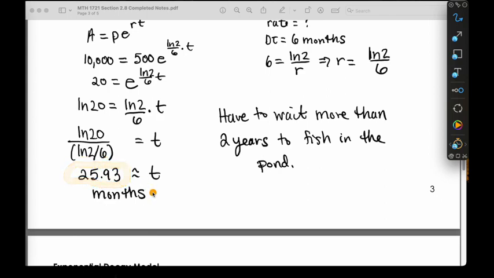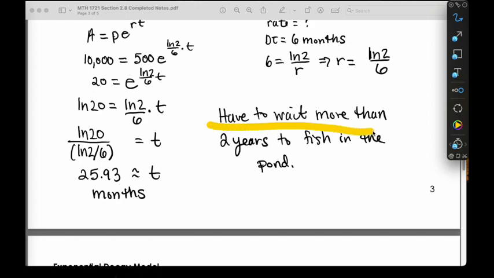25.93. Remember, t is in months because that's the doubling time unit. We have to be consistent. Okay, so that means if we round it to 26 months, it would be a little over 2 years.